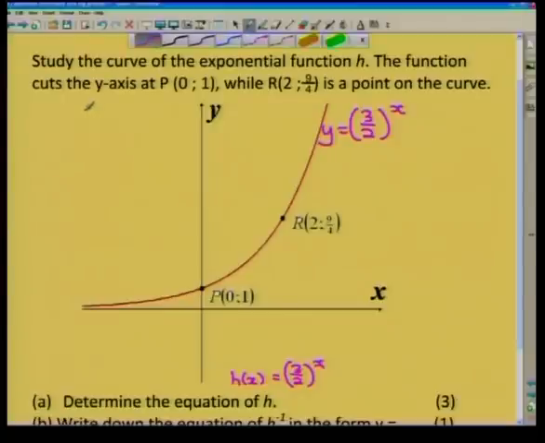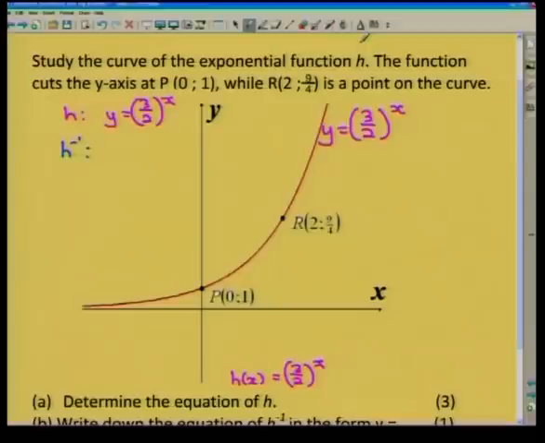Remember what I said to you, we have to try and help them so they can understand what we're doing. So what I'm going to do is say h is the graph of y equals (3/2) to the x. So h to the minus 1, knowing that all an inverse is the swap of x and y, or the reflection about the line y equals x, is going to be x equals (3/2) to the y. Now we're going to change it from an exponent to a log, so we're going to say y is equal to log to the base 3/2 of x. That's the base, that's the number, that's the exponent.